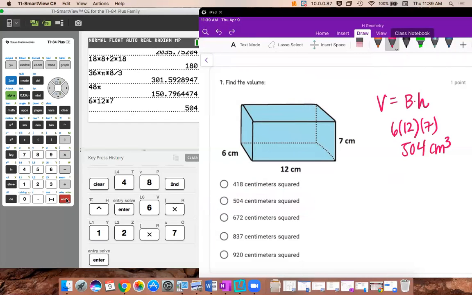That's a tricky one. 504 centimeters. Ooh, that's messed up. I'll go change that. Because it's volume, this should be centimeters cubed. So 504, this should be cubed. So I will fix that on your guys' test. Good thing you haven't taken this yet.